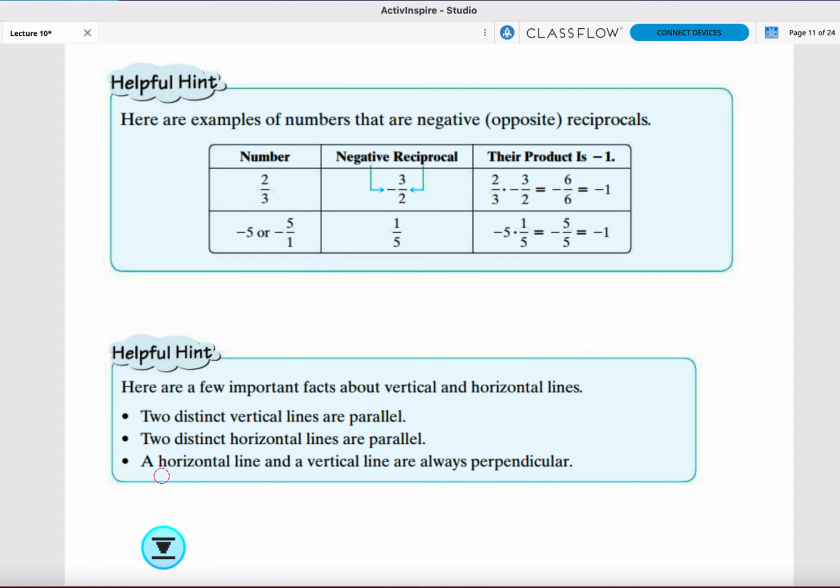Here's a second helpful hint as well, saying that two distinct vertical lines are parallel, two distinct horizontal lines are parallel, and the horizontal and vertical line are always perpendicular. This last one is going to kind of come in clutch towards the end of this lesson, so keep that in mind. A horizontal line and vertical line are always perpendicular. Let's keep moving on.